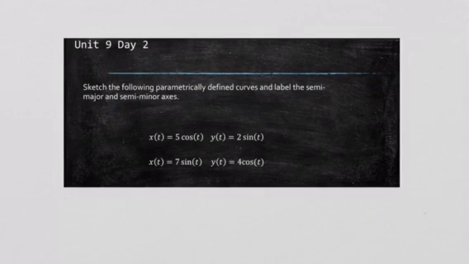All right, this is day two of unit nine. You can consider this your anti-set, so you should pause the video and try to sketch these parametrically defined curves and then label the semi-major and semi-minor axes. Just that vocab alone should tip you off that these should be ellipses. So try to sketch those ellipses and pause the video. And when you unpause, I will skip to the answers.